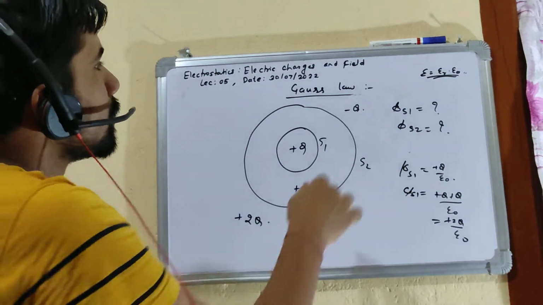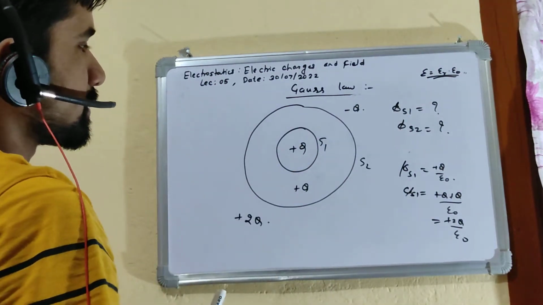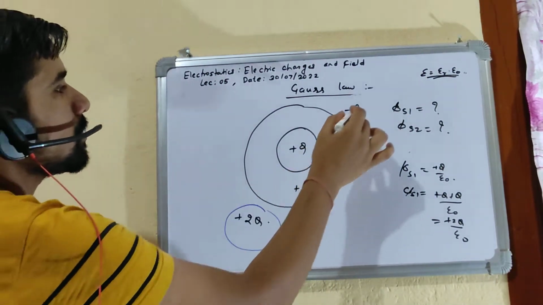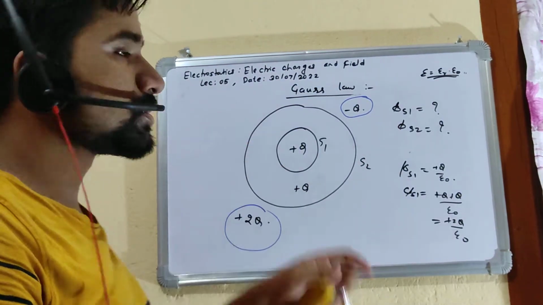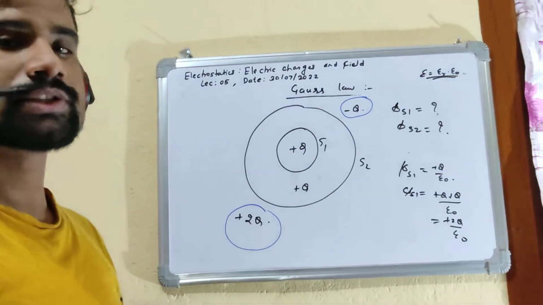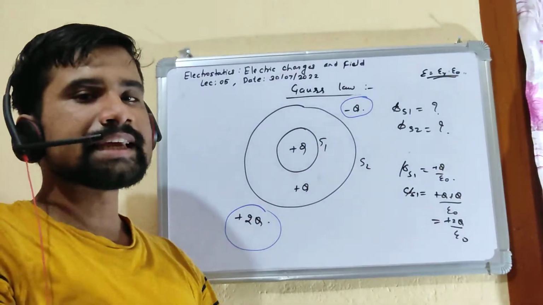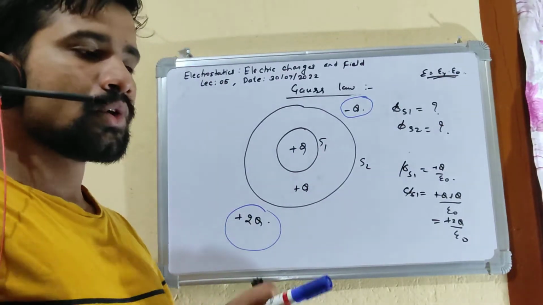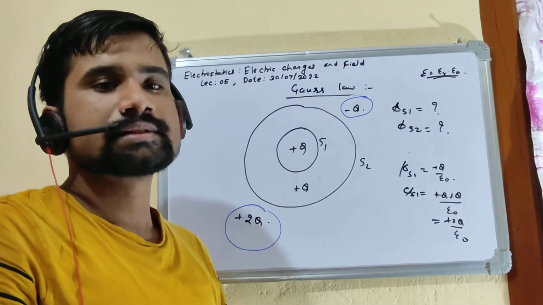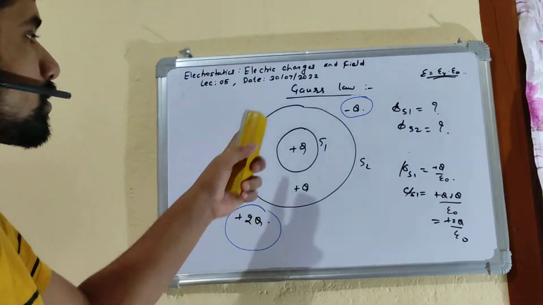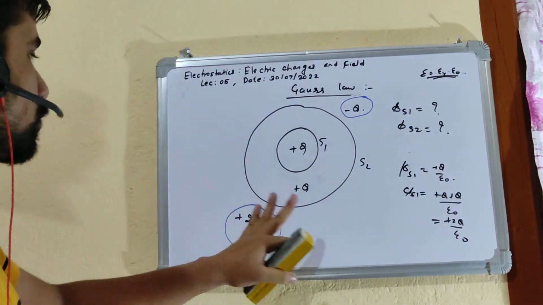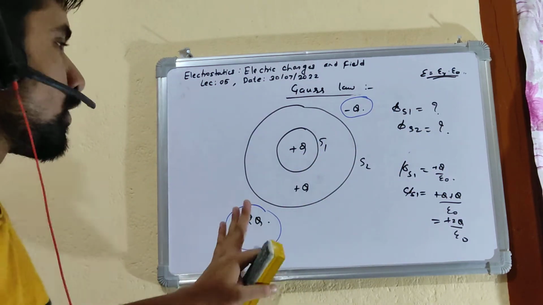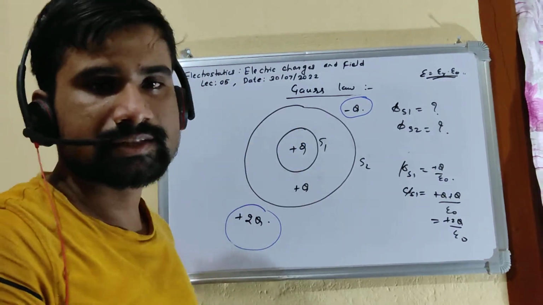So what exactly are these two extra charges, plus 2q and minus q? According to Gauss law, it takes into account only those charges which are present inside the surface of interest. The closed surfaces of interest, S1 and S2, are not enclosing minus q and plus 2q. Hence we have nothing to do with these two charges.